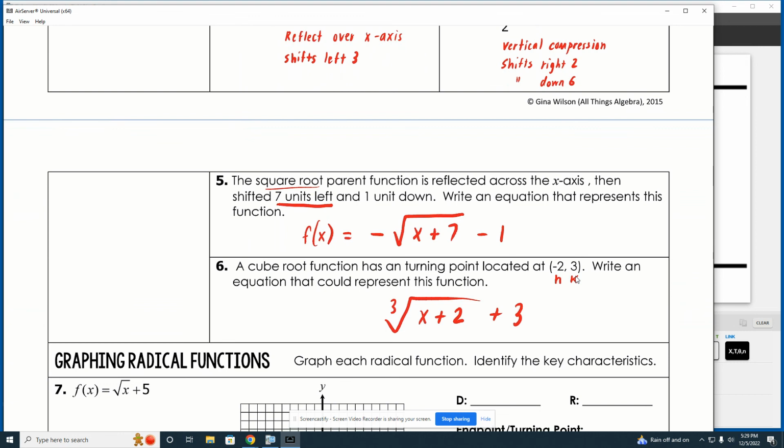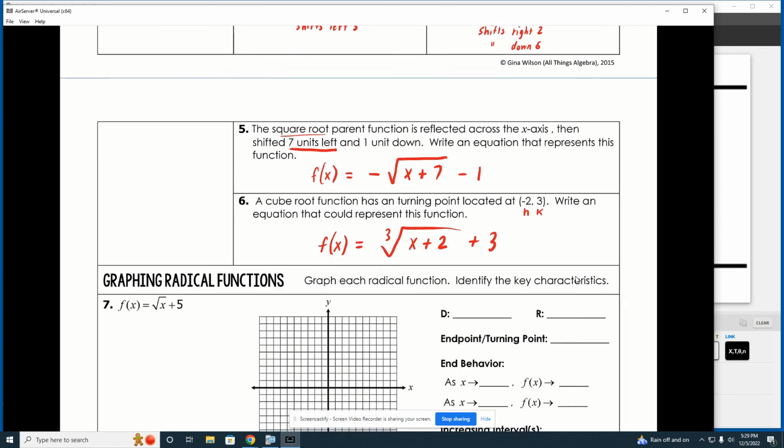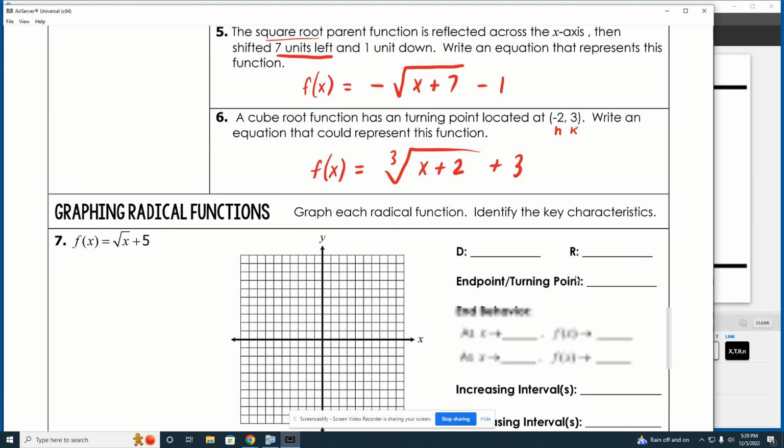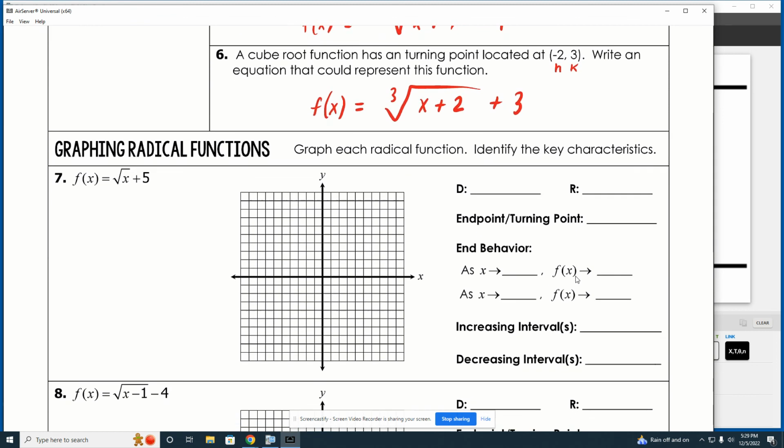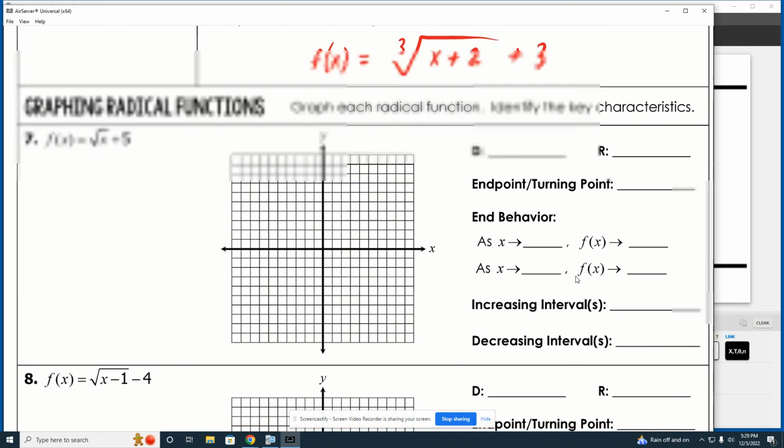So there you have it. It's a cube root function that has shifted left 2, so plus 2 inside, and up 3. And that's it. That's all there is to that one. Okay? All right, a couple graphs. We got about 5 minutes or so before this video probably needs to end. We're at 35 minutes right now. And I want to go to your graph.